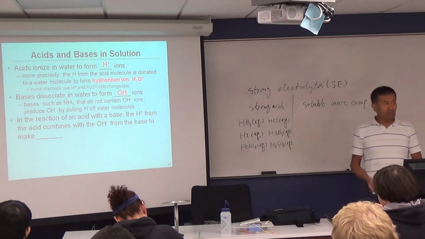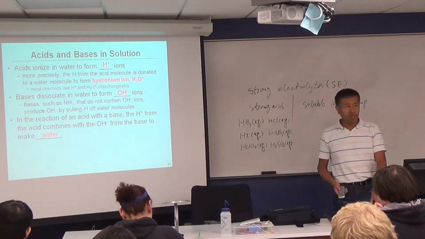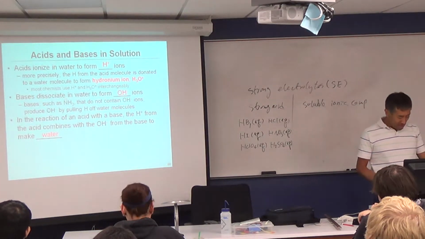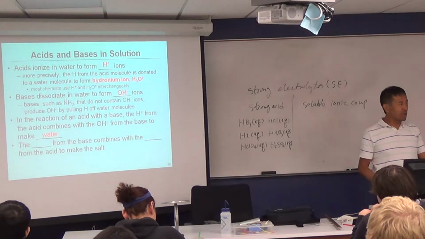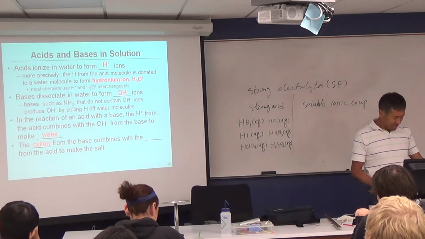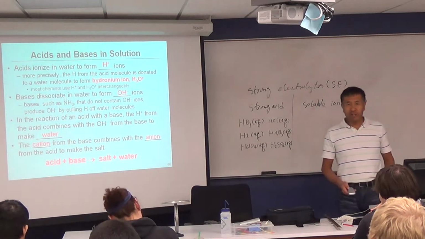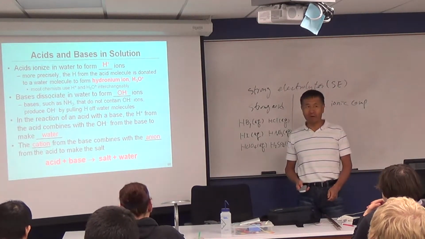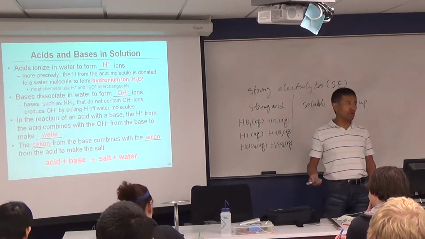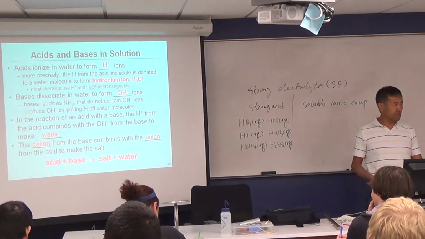Right. So then you can see what is important about the reaction between acid and base is that H plus and OH negative will make water. And obviously for some of those reactions, the cations from the base react with the anions from the acid and also produce a salt. So in general, the word equation for an acid-base reaction is acid plus base produces salt and water. Even though that's probably not always true for all acid-base reactions, for most of them, this pattern is true.